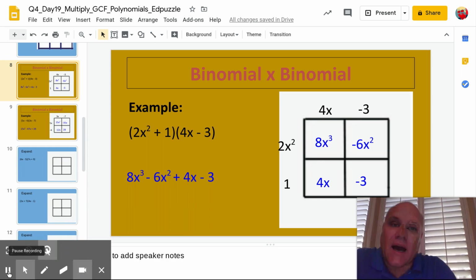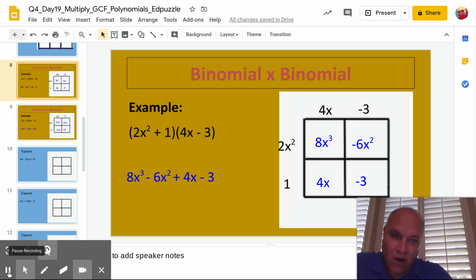All right, main event time. Multiplying a binomial times a binomial. So our example is 2x squared plus 1 times 4x minus 3. So this time we have a 2 by 2. So look at our generic rectangle. It's 2 by 2, so there's actually 4 separate rectangles. There's a rectangle here for the 2x squared times the 4x. There's a rectangle for 2x squared times negative 3. There's a rectangle for 1 times 4x, and there's a rectangle for 1 times negative 3.